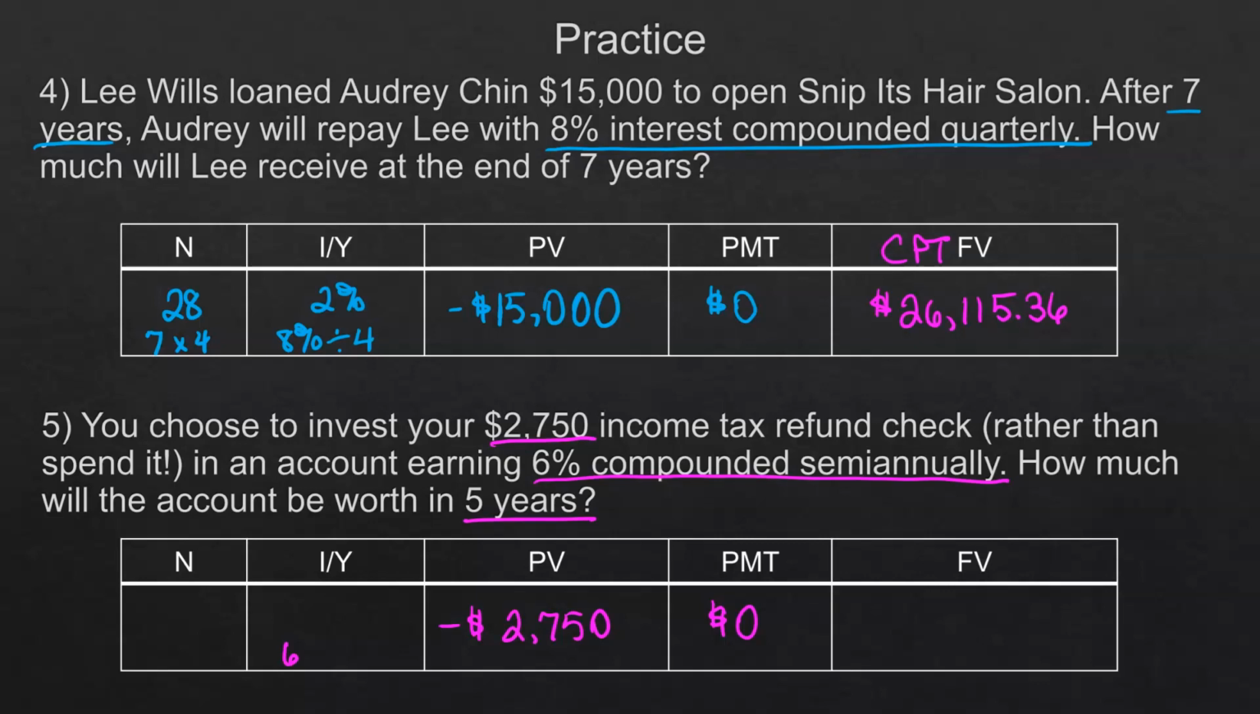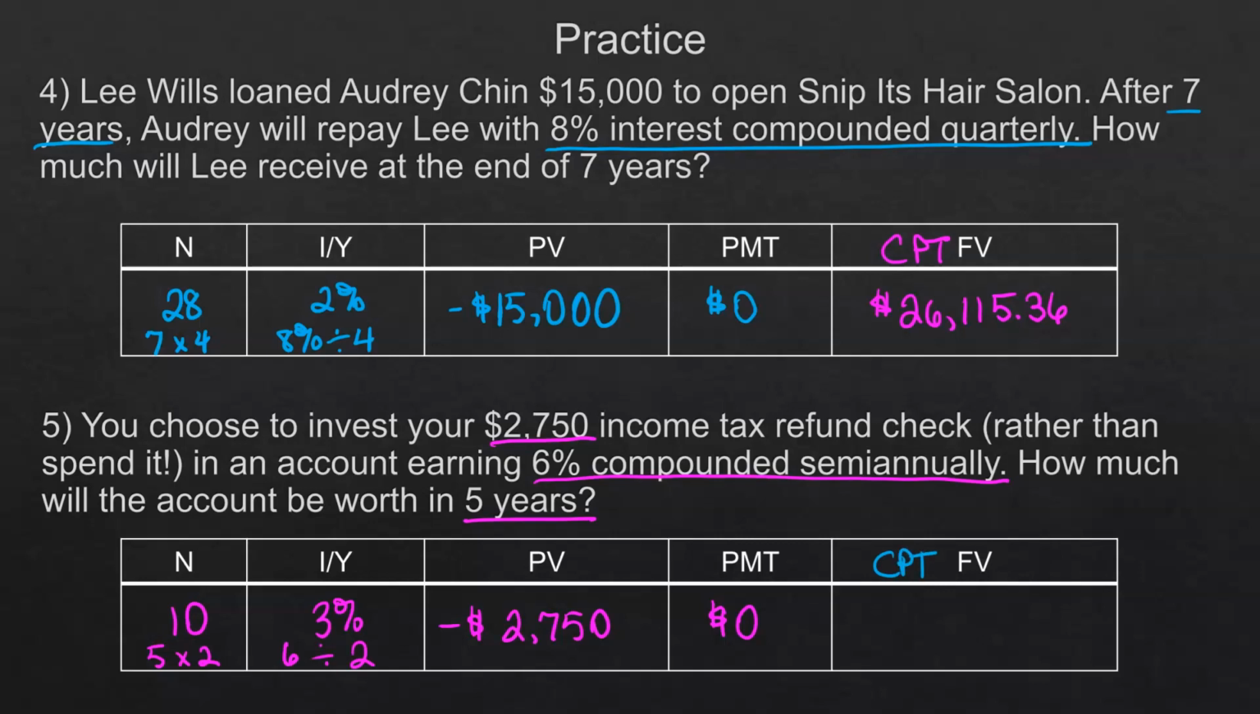And then 6% divided by, oops, I had to change my color. This one is semi-annual, which is twice per year. That's how I caught that other mistake. So we're going to pay 3% interest per period. It's 5 years compounded twice per year, so 10 periods. And then we're going to compute the future value.